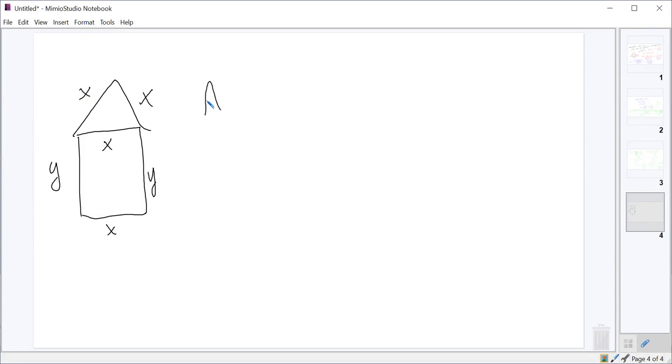And the area should be equal to X times Y plus the area of this equilateral triangle, which is convenient and helpful if you just know the formula for the area of an equilateral triangle, but you can also use right triangle trig to figure it out. But it's X squared root 3 over 4. So that might be helpful to just memorize that.